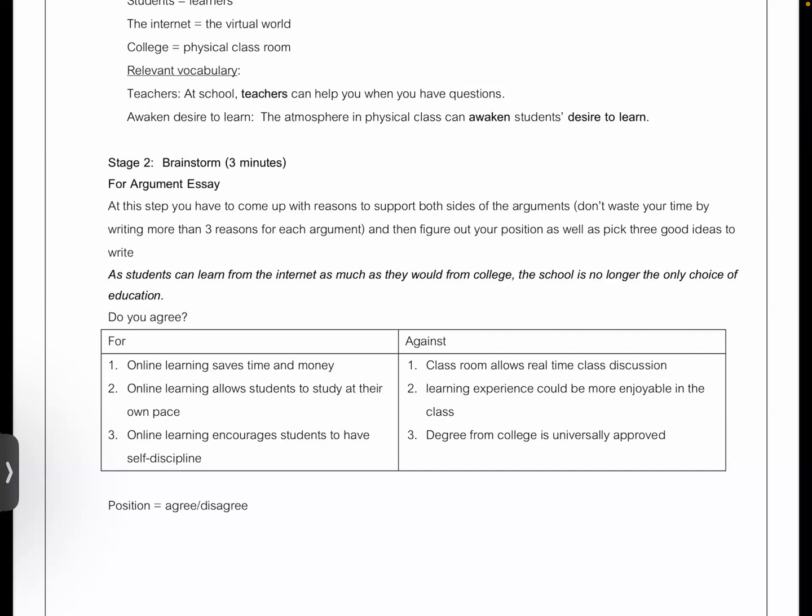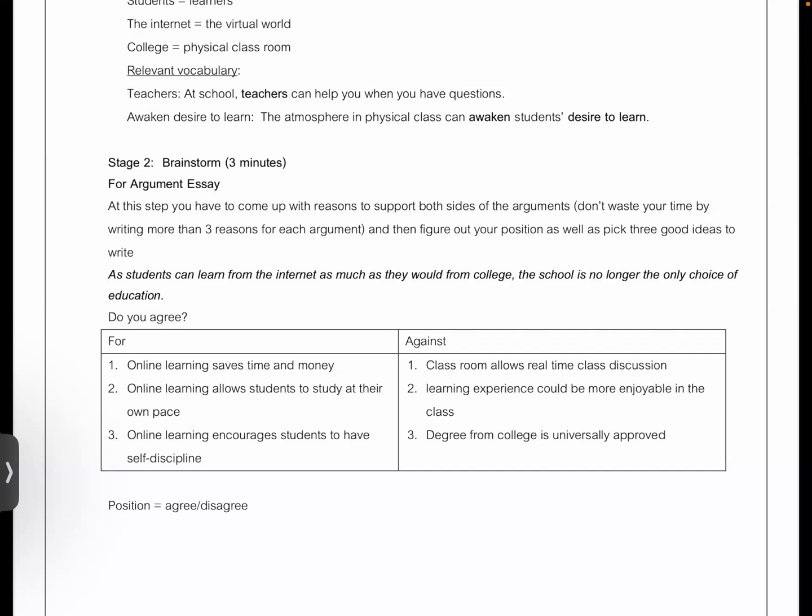So in other words, you don't want to agree with the given statement. Instead you want to disagree. Why? Because if you explore all these three ideas on the other side, and you realize that all these three ideas can be extended, that means if you disagree, you will have more to write. For example, to be able to meet the minimum word requirement of 250 words.